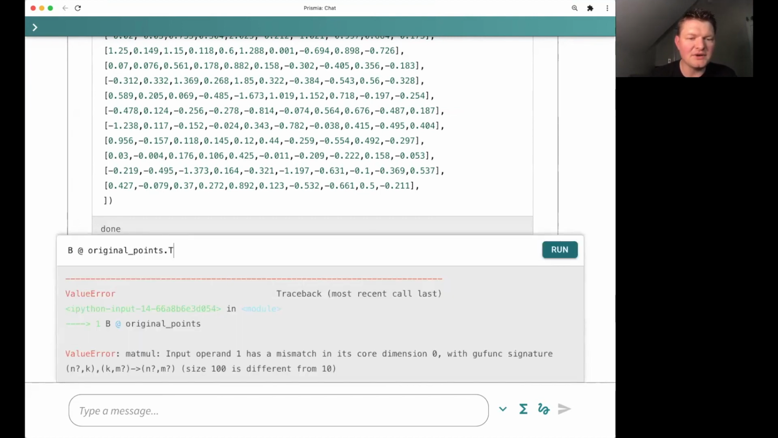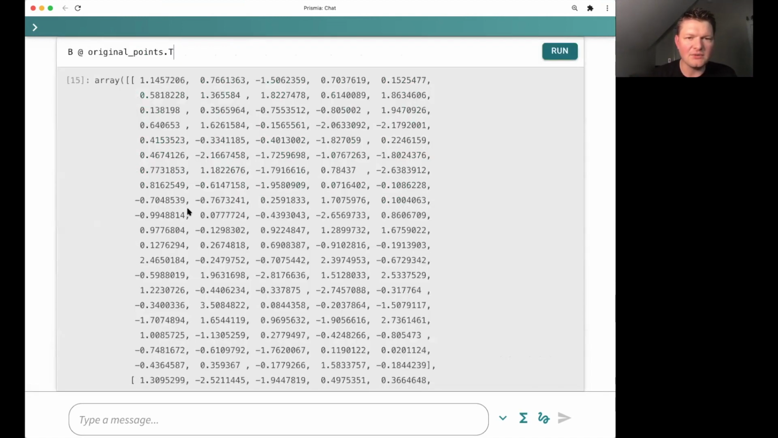But if we transpose it, then the original points become columns. And so we're doing B times the first column, give me the output as the first column of the result. B times the second column becomes the second column in the output, and so on. And that's exactly what we want. And indeed, this works. This is a little hard to read, so let's transpose it again.